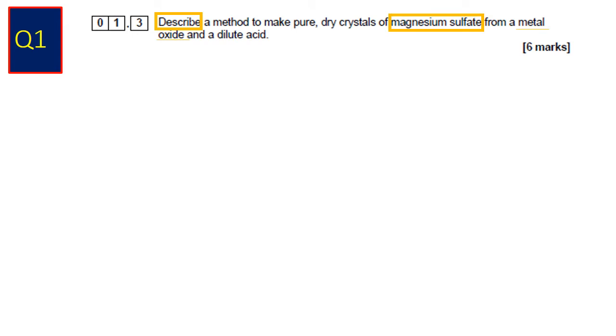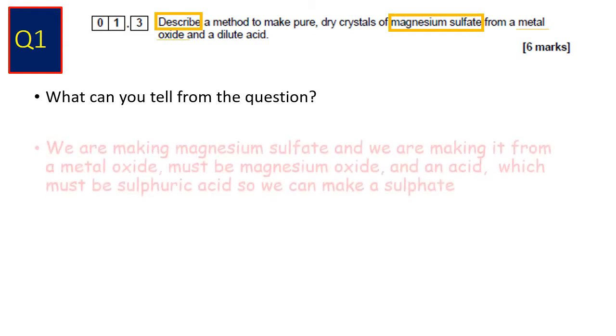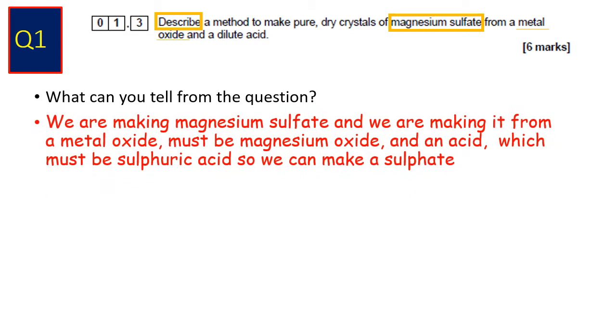So we have a 6-mark question based on experiment, and they've asked you to describe a method to make pure dry crystals of magnesium sulfate from a metal oxide and a dilute acid. So we're going to state a method basically, but we've got to work out what chemicals we're going to use, and we can get that information from the question we're given. So we're told we want to make magnesium sulfate. So we need a source of the magnesium, and we need an acid that will produce sulfate salts. So we're going to be using a metal oxide, so it must be magnesium oxide, and acid, so it must be sulfuric acid, so that we can make a sulfate.